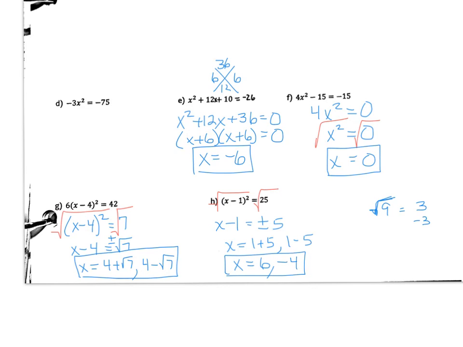And you can test them. All right, let's test them. Take 6. 6 minus 1 is 5. 5 squared is 25. And then try negative 4. Negative 4 minus 1 is negative 5. Square that. Negative 5 times negative 5, 25. So they both work.